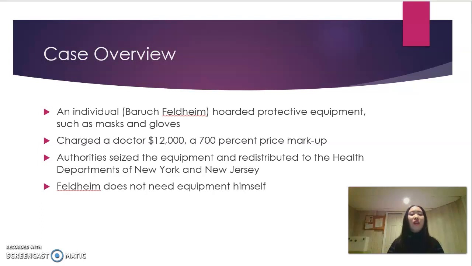Feldheim does not need the equipment himself in this case. He hoarded it just to try to sell it and make a profit. For people who are in need of the equipment, Feldheim's action blocked their opportunity to get the equipment at a lower price than what Feldheim was selling.